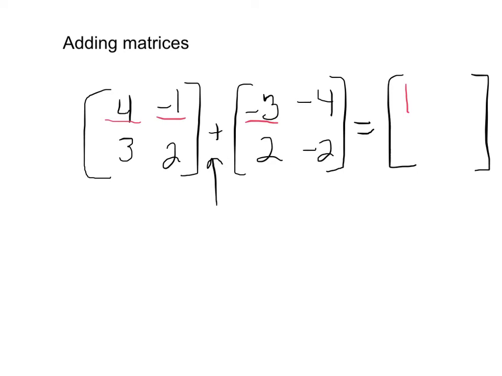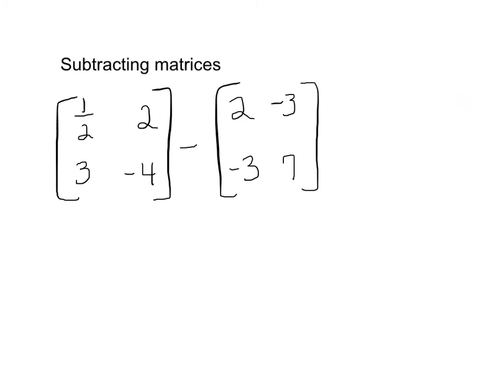Okay, -1 and -4 in the same position. When we add those, we get -5. 3 and 2 give us 5, and then 2 plus -2 gives us 0. So there's adding matrices. Subtracting matrices is the same thing.